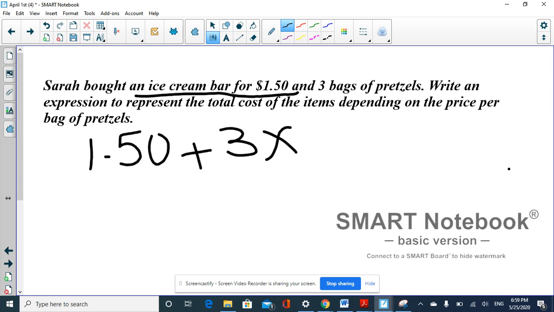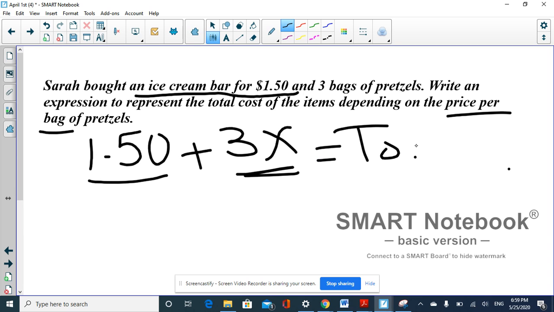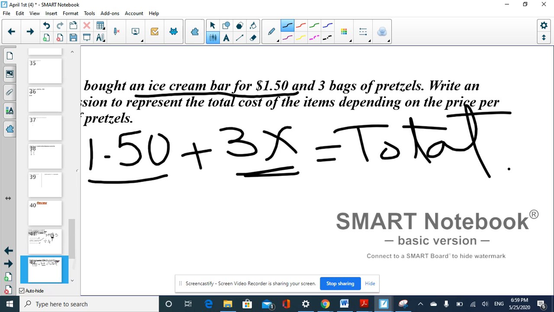So each one may cost X. So she will pay $1.50 plus 3 times X. X here is the price per bag. This is the total amount of money that she will pay. Okay, another example.